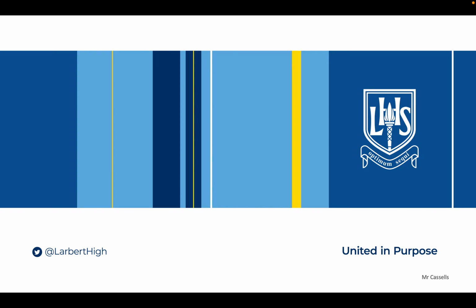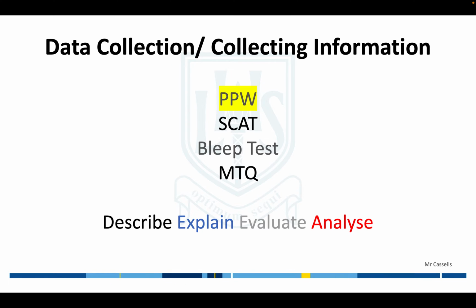And welcome to this study video for higher physical education. Today's video is going to be about the performance profile wheel, which is a method of collecting data upon your performance during your higher PE course. On screen just now are the methods of collecting information that we will have covered so far: the performance profile wheel, the SCAT test, the bleep test, and the mental toughness questionnaire.